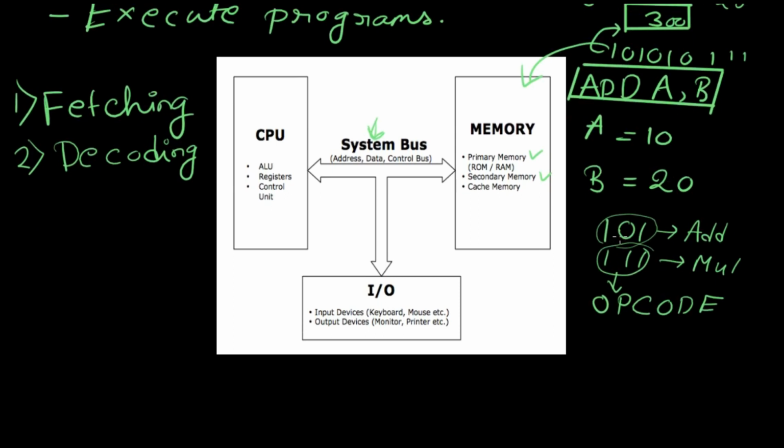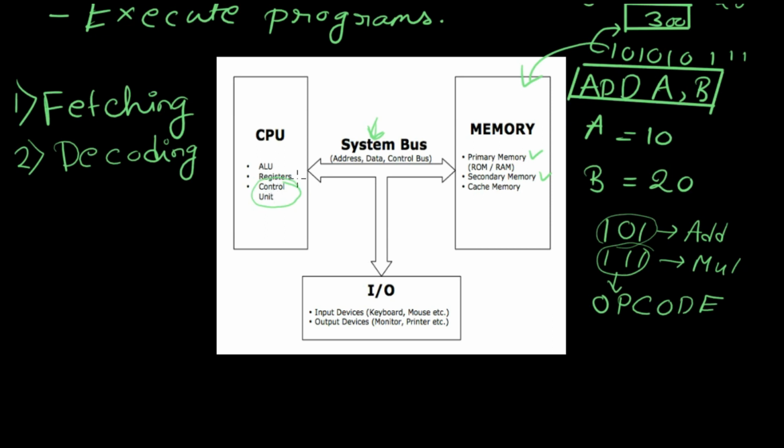Now I have taken an arbitrary value. I am not specific to any processor's value. This is any arbitrary value, I am taking it for example. Now a CPU will decode this instruction. Where will this decoding take place? It will take place inside the control unit, or CU. So the control unit will decode the instructions.